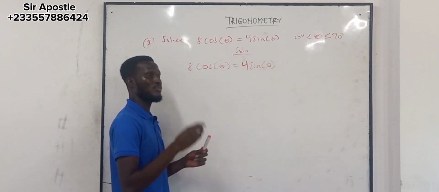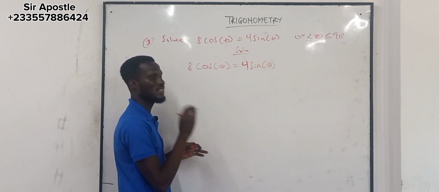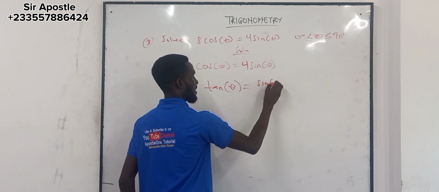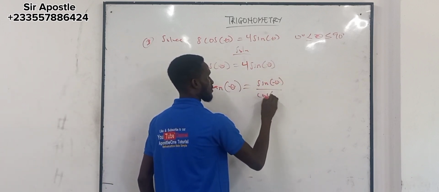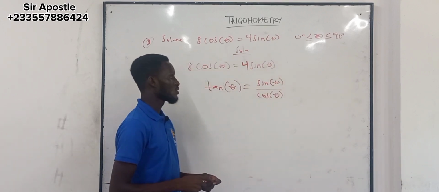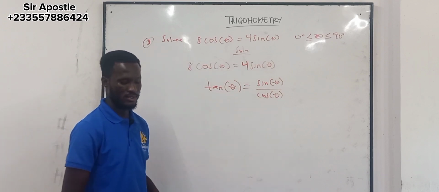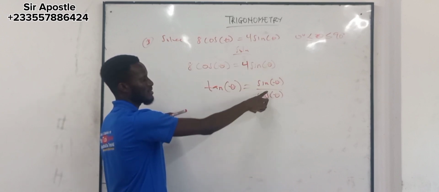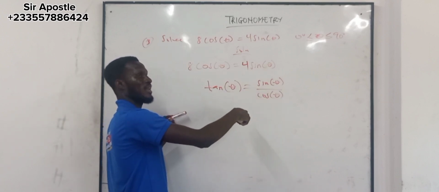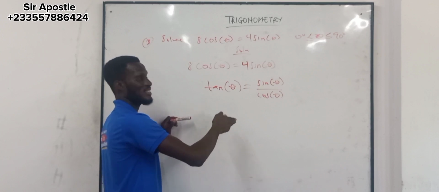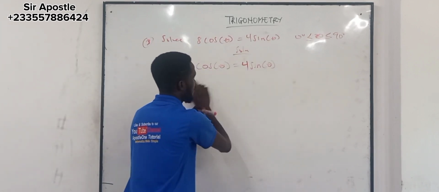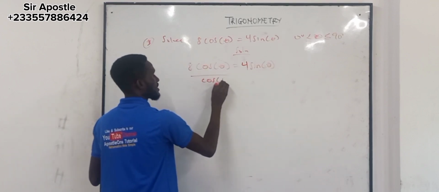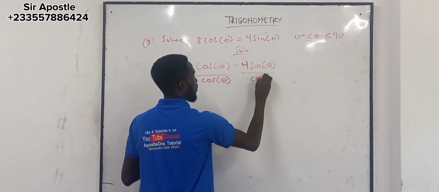But don't forget that in our previous video, we made a deduction that tan of any angle theta is the same as sin theta over cos theta. So we can apply that in here to change this one to tan theta, then we solve it. Yes, it's as simple as ABC. So how can I get tan theta? It means I have to divide through by cos so that I'll get sin theta over cos theta, which will give us tan theta. So I have to divide this one by cos theta and this one too by cos theta.